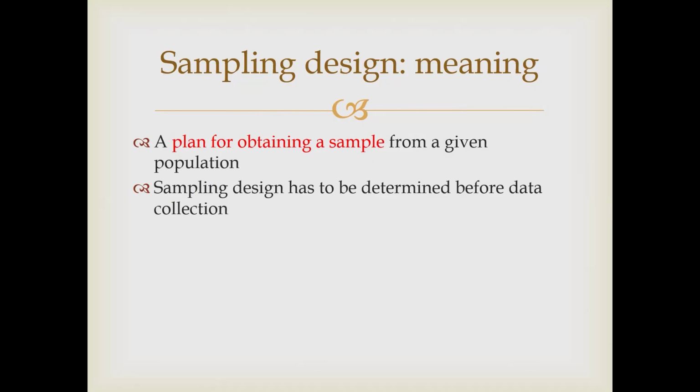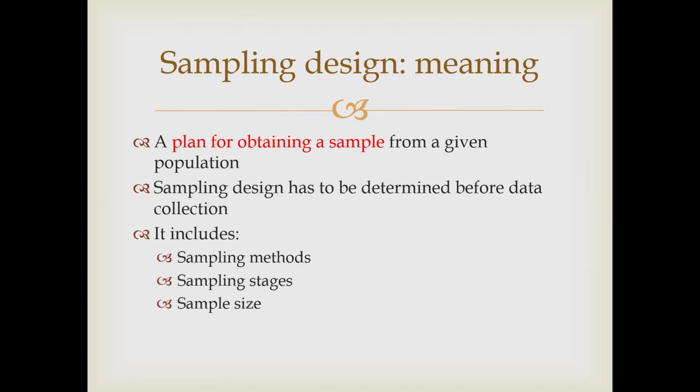And what does the sampling design include? I'm going to show you what the sampling design includes. It includes three things. First, sampling methods. How do you select the sample? Sampling stages. There are different stages in selecting the sample. It's called sampling stages. Then sample size. What is the size of the sample? Is it 20, 30, 100, 200, 300, 250? So what is the sample size?